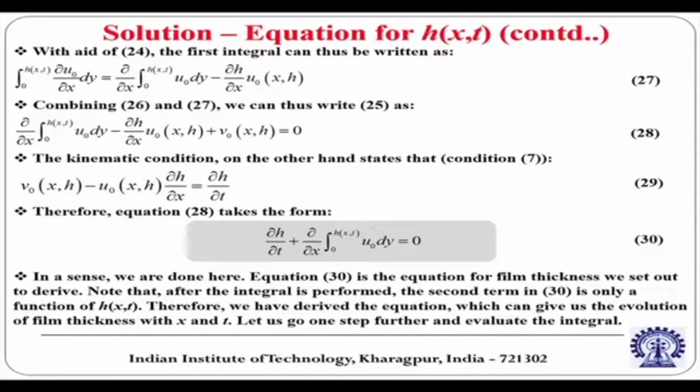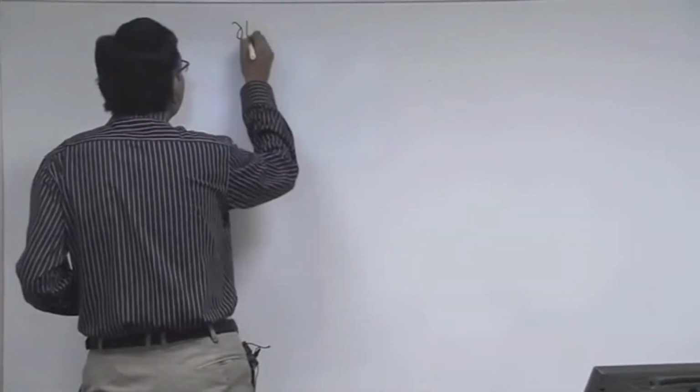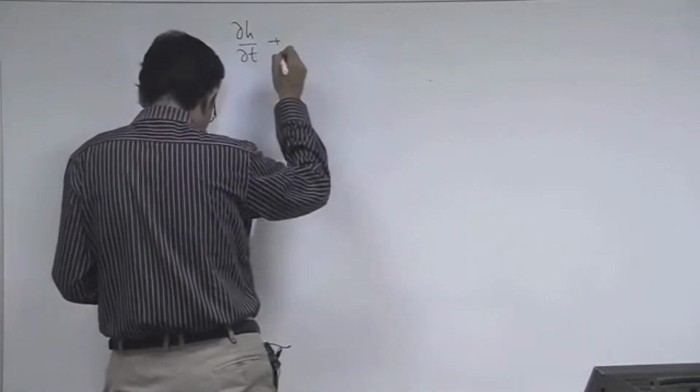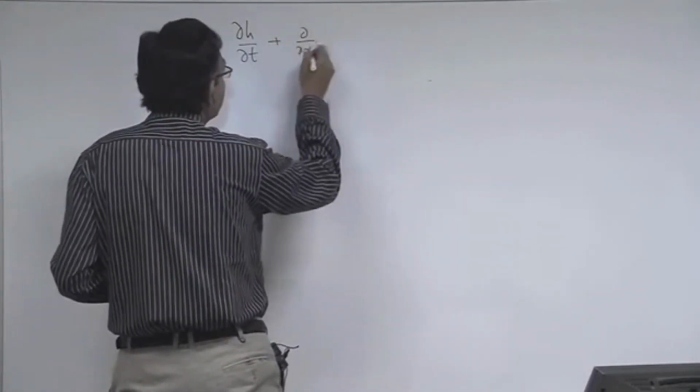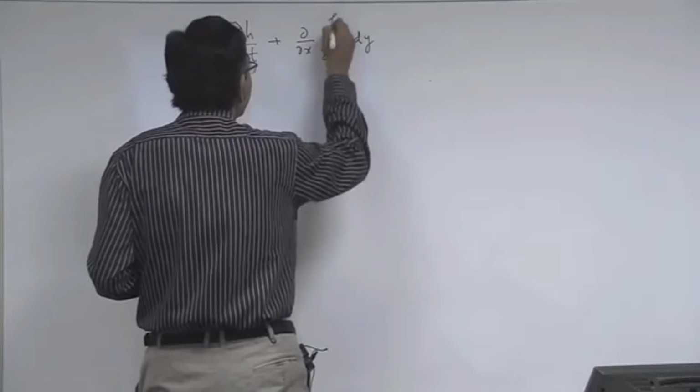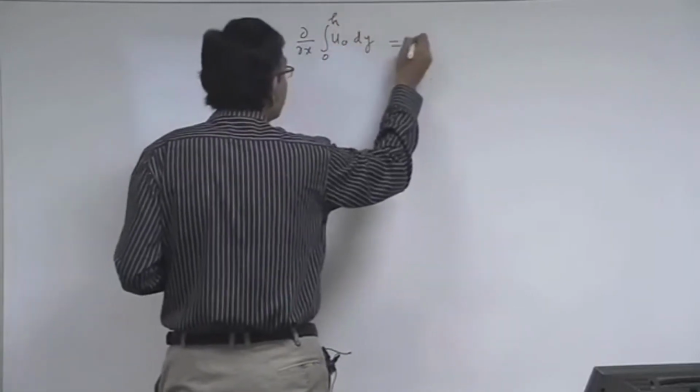Starting from here we will go to the board and try to work out a simple problem. I will write the expression of u0 that we derived in the previous class, and we will start from there. So you have del h del t plus del x of integral of u0 dy is equal to 0.